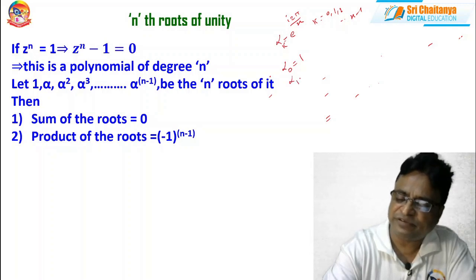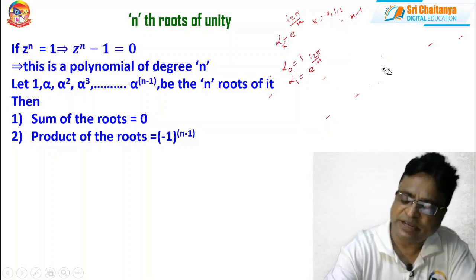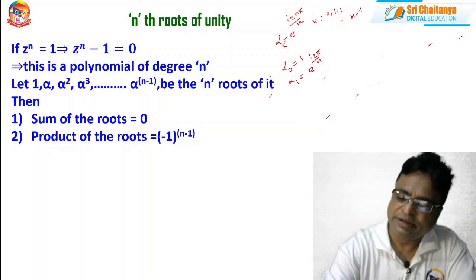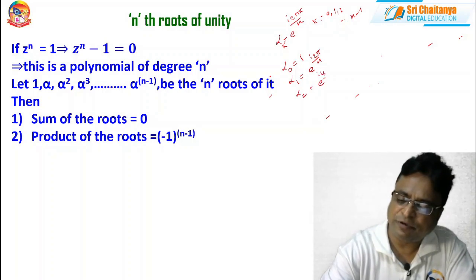If k is equal to 1, that is alpha 1, that I can get e power i 2 pi by n. If k is equal to 2, alpha 2 equals e power i 4 pi by n. If k equals 3, e power i 6 pi by n, etc., etc.